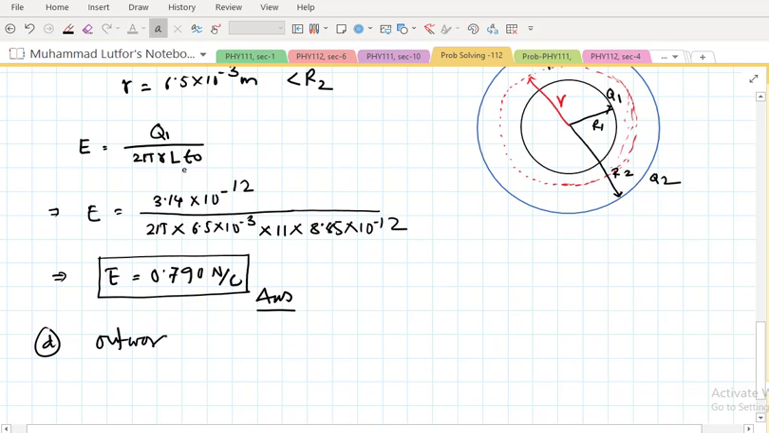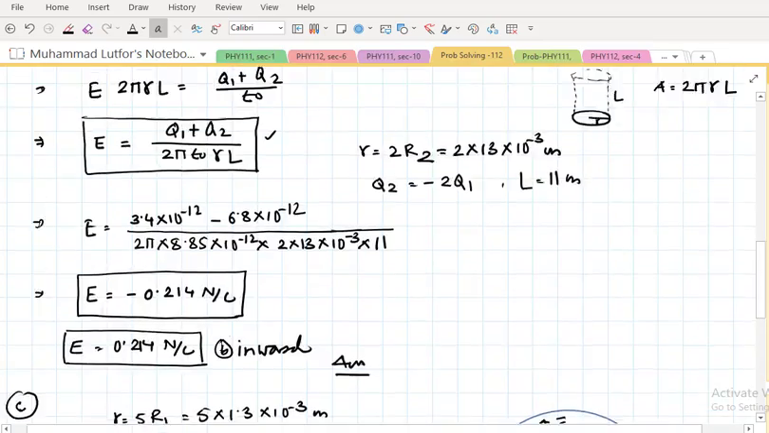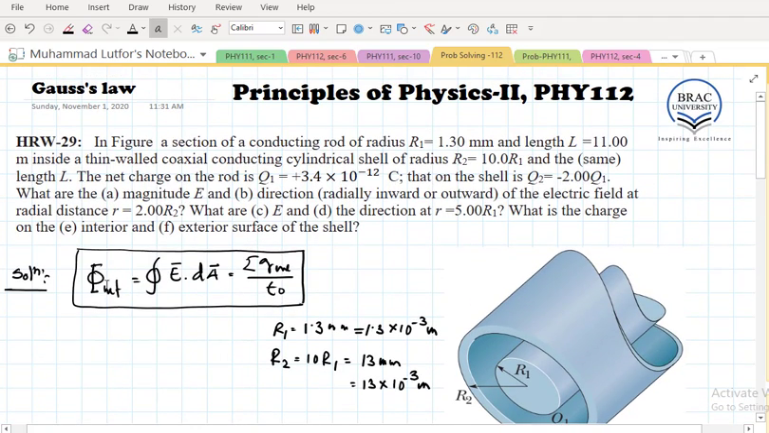The direction of this electric field at R equal to 5 R1 would be radially outward. Fine. Now what about that E and F? What is the charge on that interior and exterior surface of the shell?